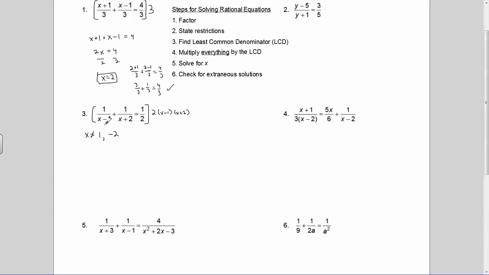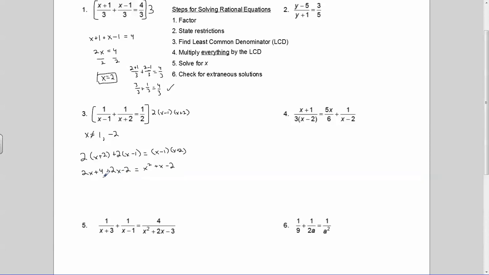And now multiplying that through, we see this first fraction, the x minus 1, will divide out, and we are left with 2 times x plus 2. In the second fraction, the x plus 2 divides out, and we have 2 times x minus 1. And in this third fraction, the 2's divide out, so we have x minus 1 times x plus 2. So now distributing everything, 2x plus 4 plus 2x minus 2 equals x squared plus x minus 2.